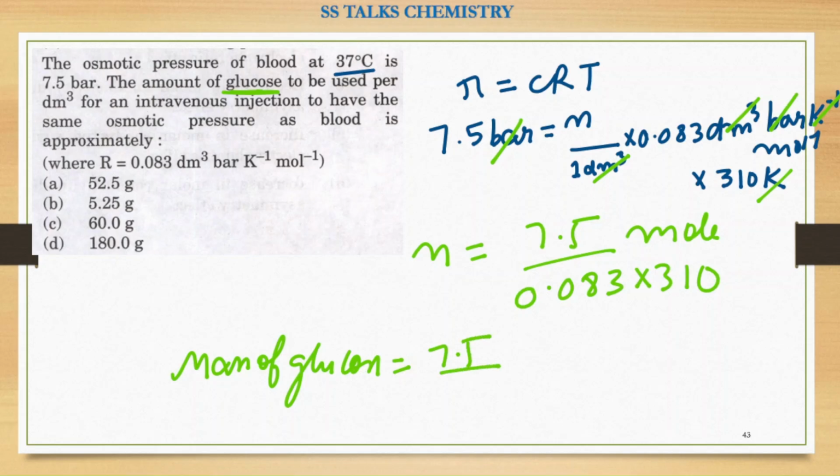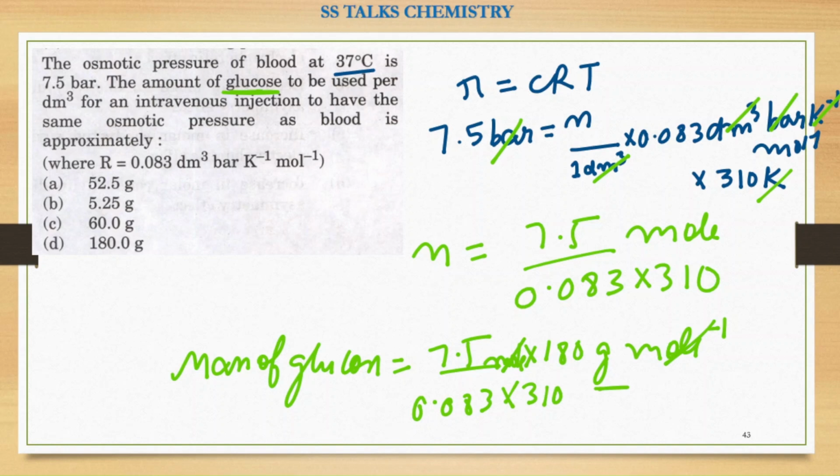So 7.5 upon 0.083 into 310 into 180 grams per mole of it. With this per mole term, the mole term will get cancelled out. Finally, we will be getting it in grams. So the mass after solving all of this, we will be getting as 52.5 grams of it. So the correct answer will be option A in this case.